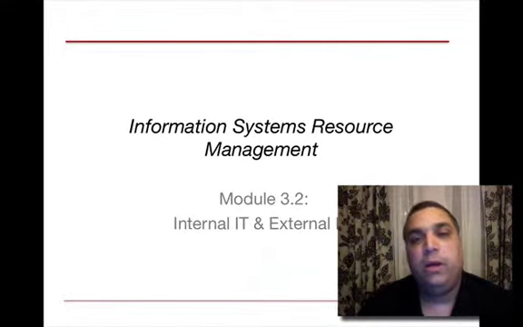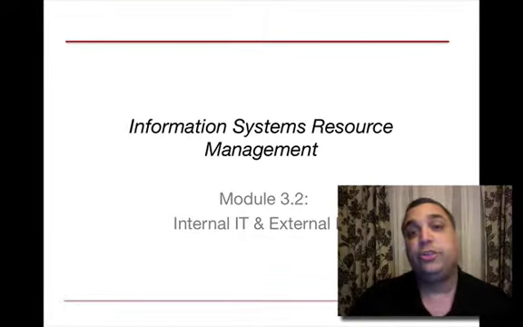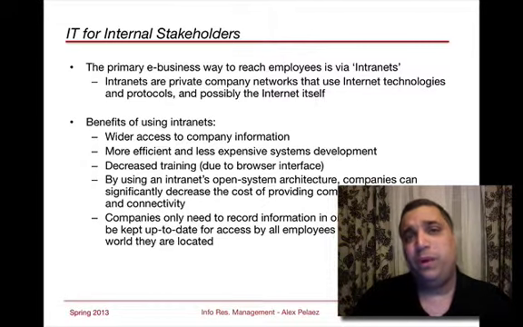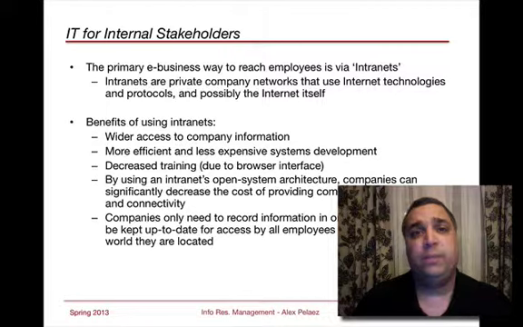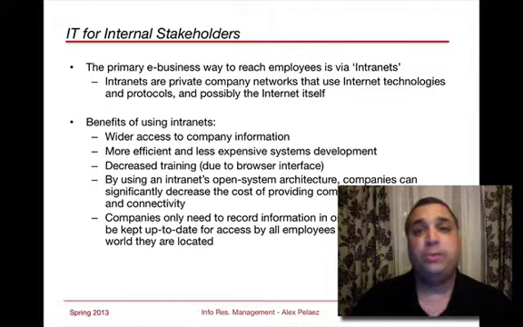Welcome back to Module 3.2, Chapter 3 in your book for internal IT and external IT. So IT for internal stakeholders basically deals with how do we employ IT within our organizations. One of the most common ways that companies use IT is obviously an intranet. They create a way to communicate between various departments. They put forms, they may put project schedules, they may put calendars. It's a way to exchange the information.